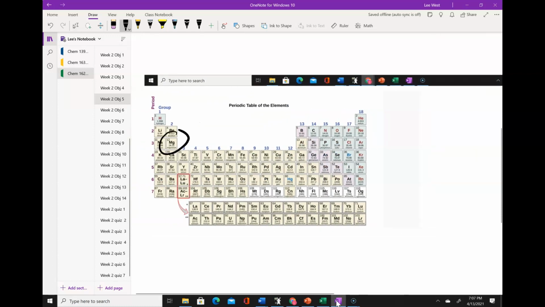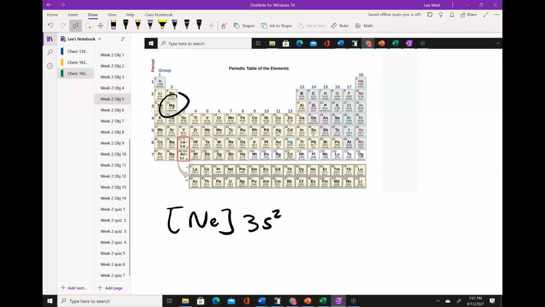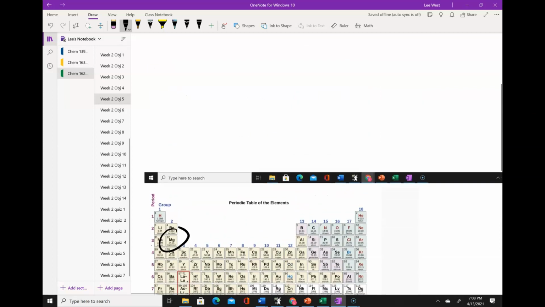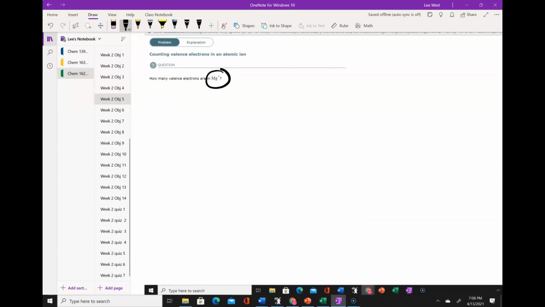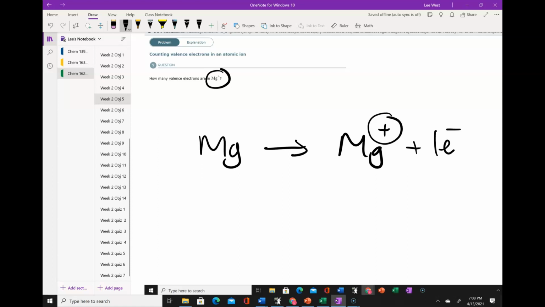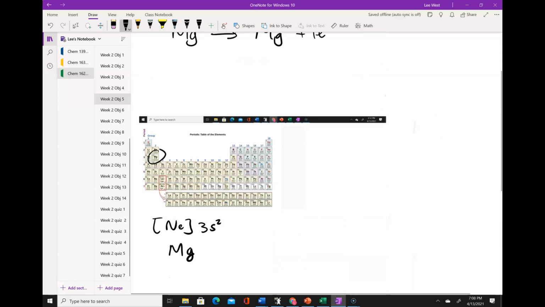It's got 12 electrons. So let's write the electron configuration out. It's going to begin with neon, and then we've got 3s2. So that is the electron configuration for a neutral magnesium atom. Now we want the one where we've taken one electron away. Magnesium, we're going to take one electron away to give you a single positively charged cation.